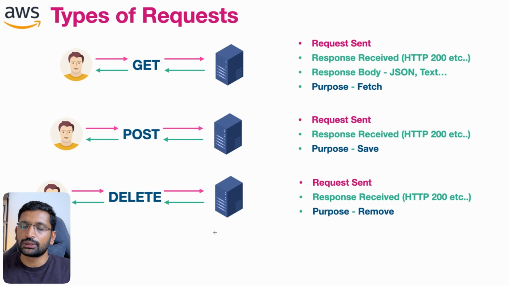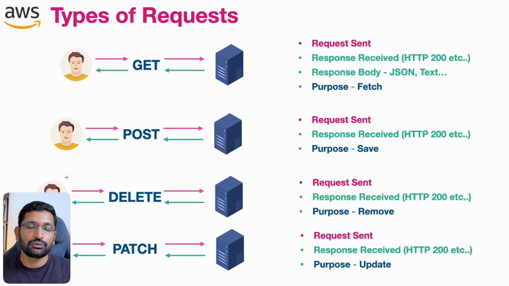Now let's talk about the DELETE. As the name suggests, when you want to delete some information from the backend system, in that case you are going to use the DELETE API. Again, you are going to receive a similar HTTP code, which is 200, and the purpose of this particular one is to remove the records or the data from the system.